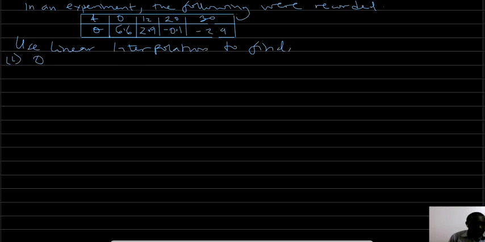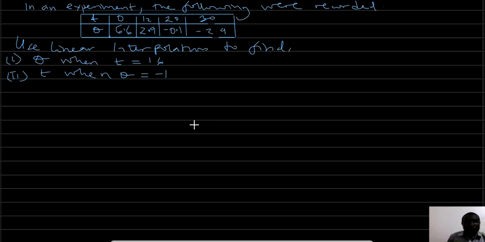But example number 2: in an experiment, the following were recorded. So we have a table here, which I'm going to draw. So here is our table. Values of t are here. They want us to use linear interpolation to find, Roman numeral 1, theta when t is equal to 16; Roman numeral 2, t when theta is equal to negative 1.